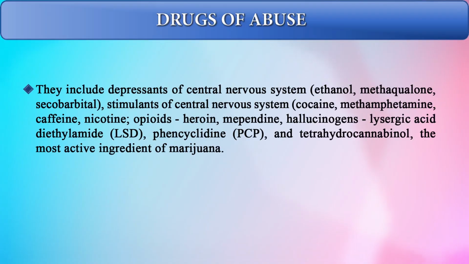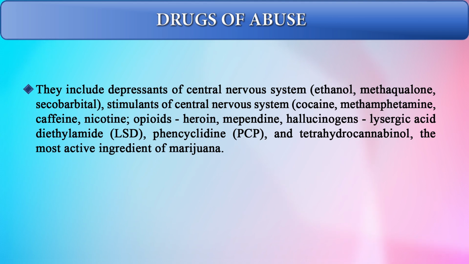Drugs of abuse, these include the depressants of the central nervous system, because sometimes they can be used as stimulants. They give some kind of an exhilarated feeling for the person who is using it, and these depressants of the CNS include ethanol, methaqualone, then secobarbital.